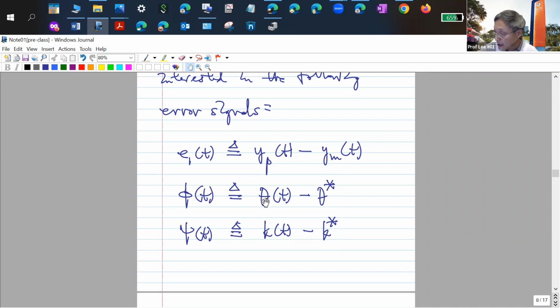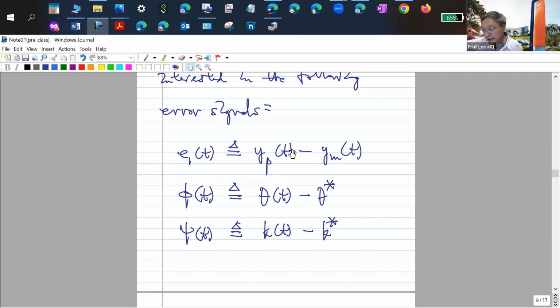So since these are the gains that exist, I can always define a parameter error signal in my theta of t, because ideally I would like my theta of t to be theta star. Ideally, I would like my k of t to be k star. So I define the parameter error in theta. I define the parameter error in k. And clearly, these will be the signals that I'm interested in.